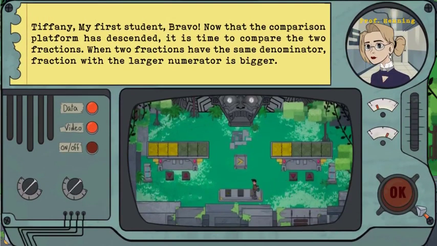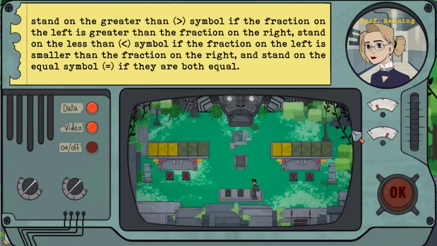Tiffany, my first student, bravo. Now that the comparison platform has descended, it is time to compare the two fractions. When two fractions have the same denominator, the fraction with the larger numerator is bigger. Stand on the greater than symbol if the fraction on the left is greater than the fraction on the right. Stand on the less than symbol if the fraction on the left is smaller than the fraction on the right, and stand on the equal symbol, equals, if they are both equal.